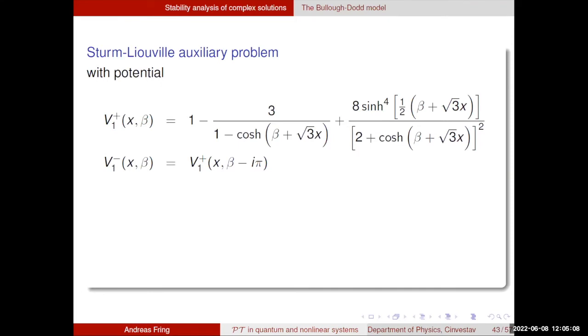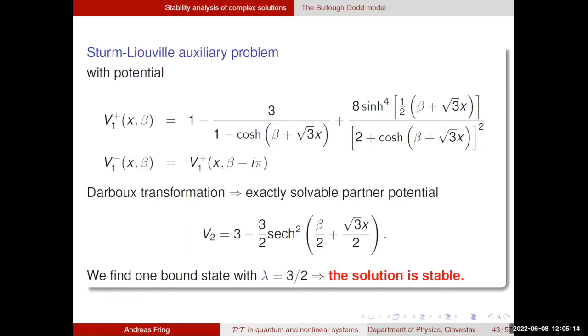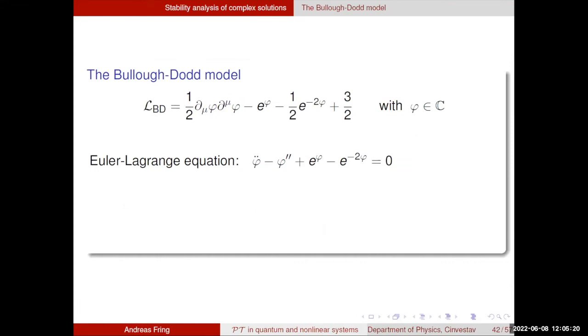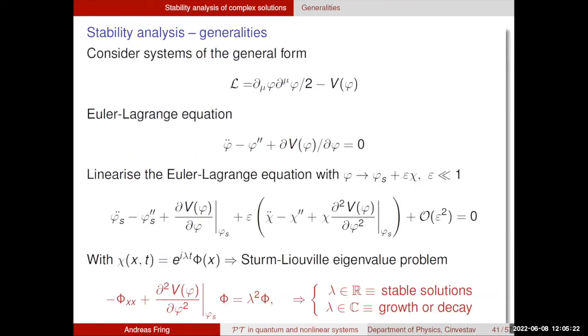And the Sturm-Liouville problem for the one-soliton solution looks like this. This is the potential. I remind you where the potential comes from. So the potential is coming from here, down over here. We have to plug into the potential the solution, and take the second derivative. And that's then the potential of the Sturm-Liouville problem.